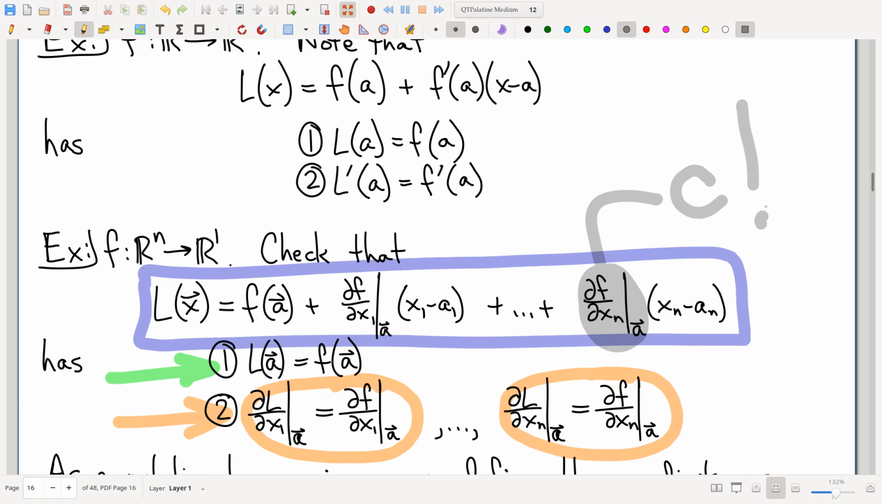And again, a being a constant, when you plug it into whatever expression, you get a constant. So as you go through and compute these various partials, trying to confirm, for example, that the x1 partial of L at A is the x1 partial of F at A, keep in mind that this, what I have in gray, is a constant. Yeah? Is it always going to be Rn to R1?